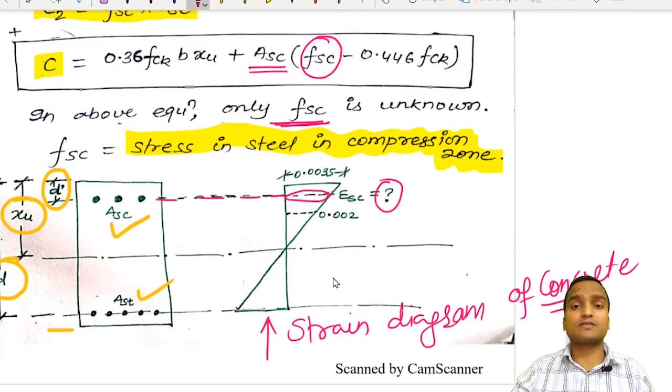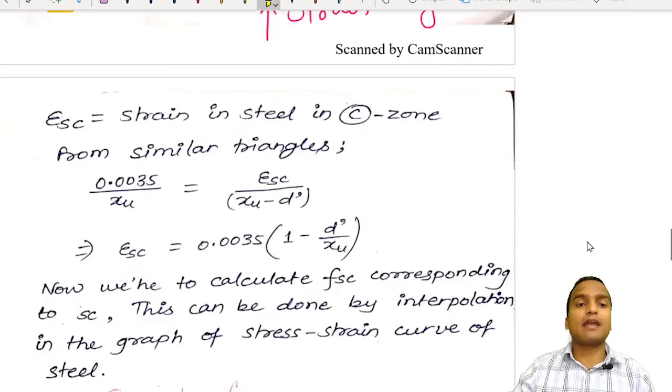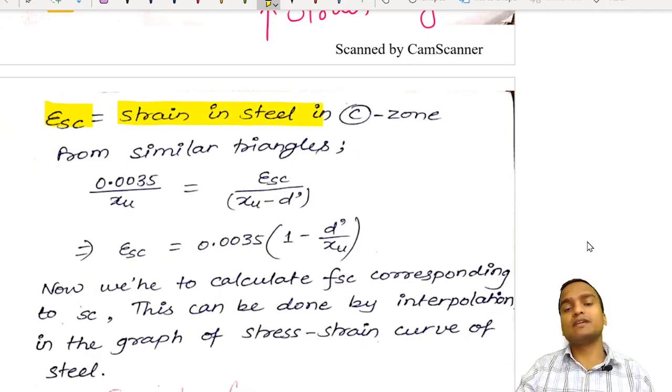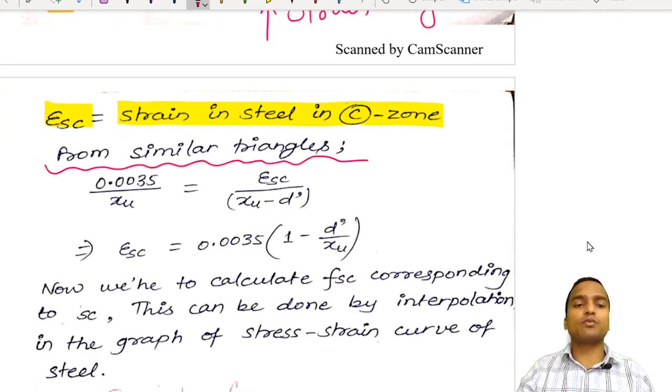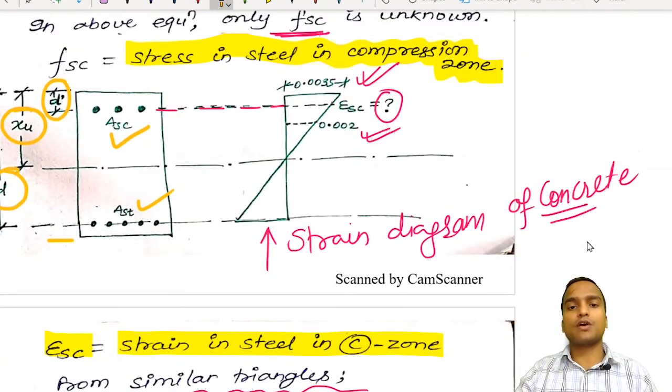We know from the assumptions of the limit state method that the maximum strain that concrete can undergo is 0.0035, and here we have denoted epsilon SC as the strain in steel in the compression zone. Now from the similar triangles we can write 0.0035 divided by xu is equal to epsilon SC divided by xu minus d dash. Now how is it written? We have two similar triangles. One is the larger triangle, this one, and the other is the smaller triangle, like this one.